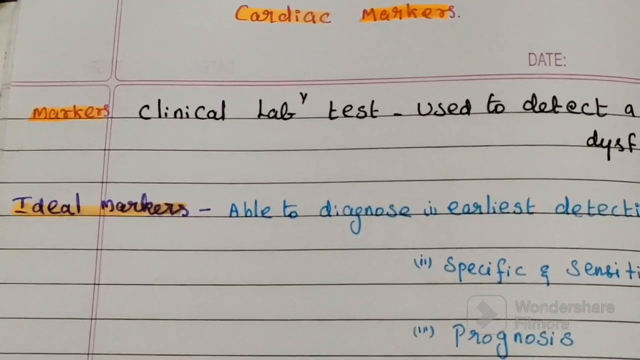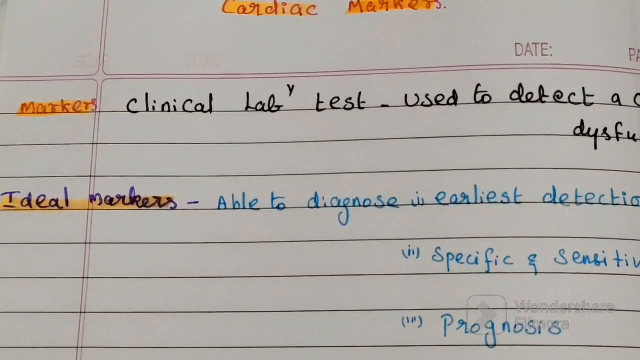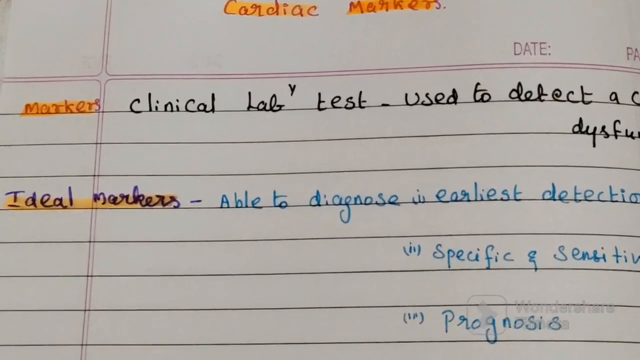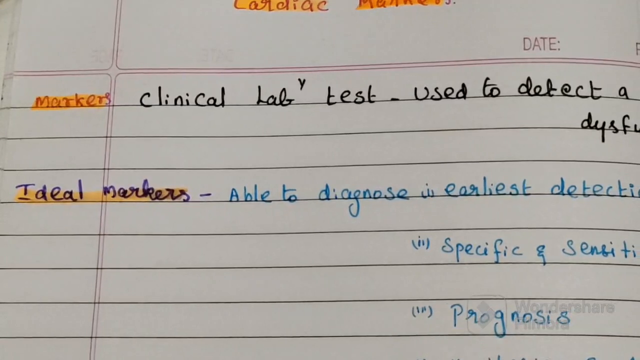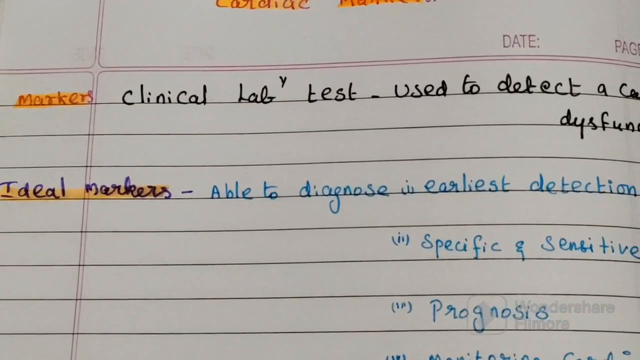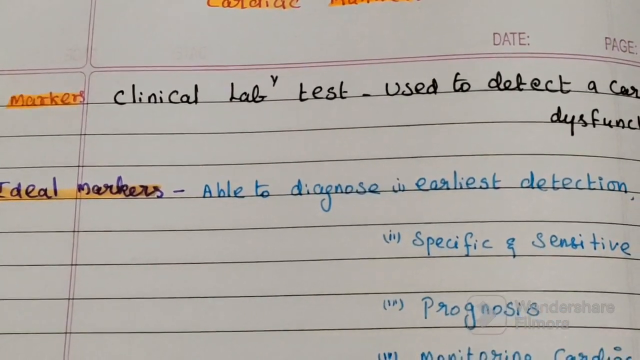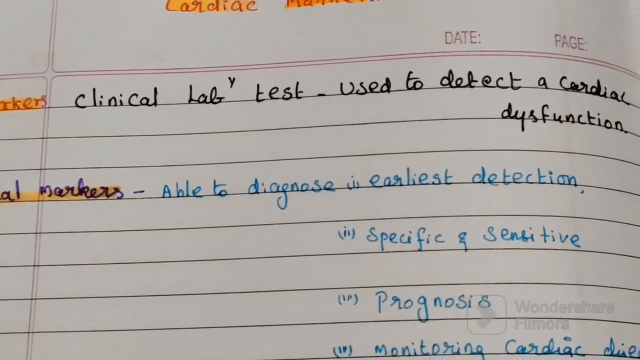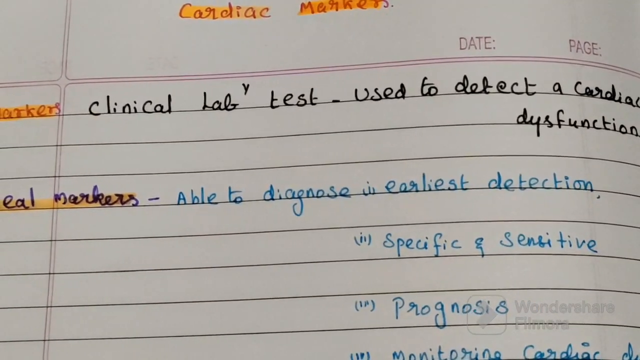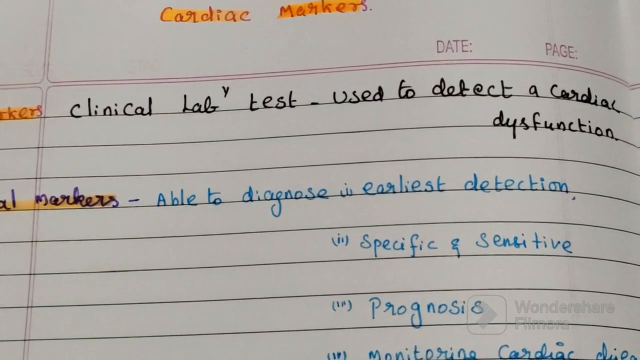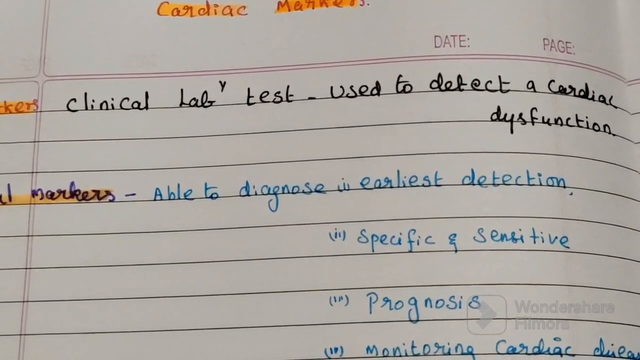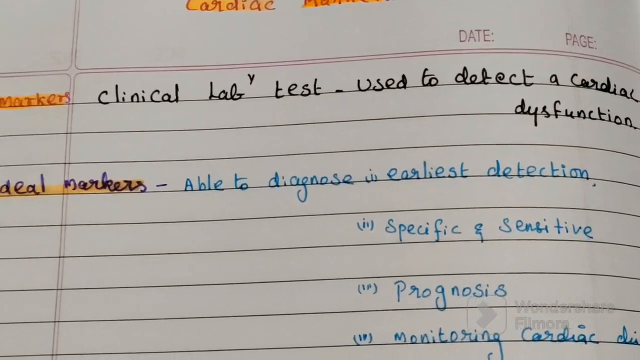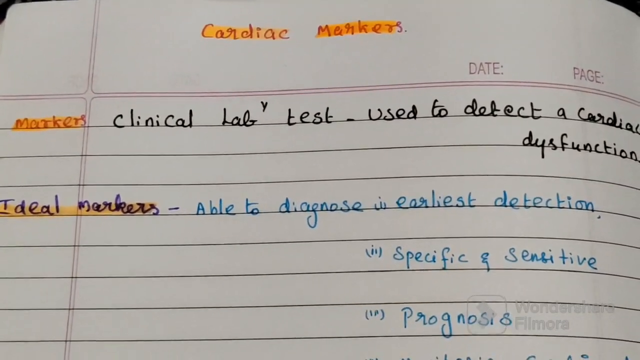In this video, we'll discuss cardiac markers. What is a marker? These are the clinical laboratory tests which are used to detect cardiac dysfunction. These are known as cardiac markers.